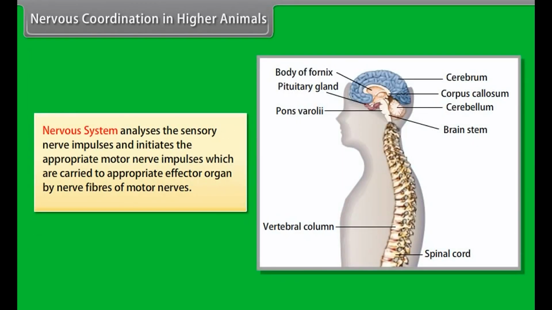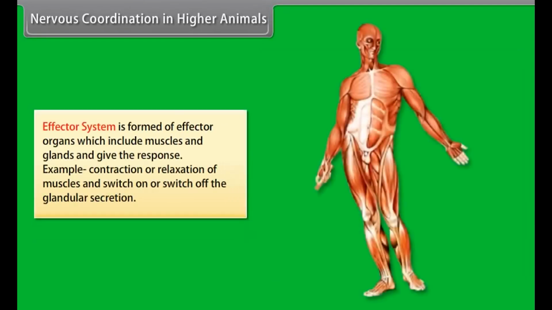The nervous system analyzes the sensory nerve impulses and initiates the appropriate motor nerve impulses, which are carried to the appropriate effector organ by nerve fibers of motor nerves. The effector system is formed of effector organs which include muscles and glands and give the response. Example: contraction or relaxation of muscles and switch on or switch off of glandular secretion.